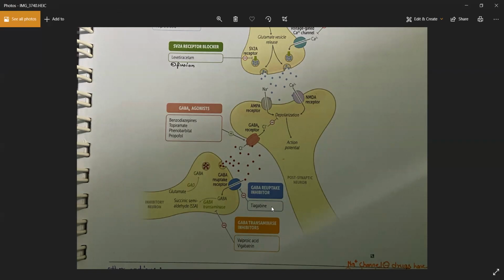Then you have agents which will inhibit the metabolism of my GABA. These are the tiagabine, which will inhibit the reuptake of my GABA. You have the valproic acid, which is again a sodium channel inhibitor, also an inhibitor of GABA transaminase. Similarly, vigabatrin. These drugs inhibit the GABA transaminase, so inhibiting the metabolism of my GABA. So the GABA concentration will be increased, and you will have more chloride influx inside the cell. Right. So these are all the therapies that we will give for the epilepsy.